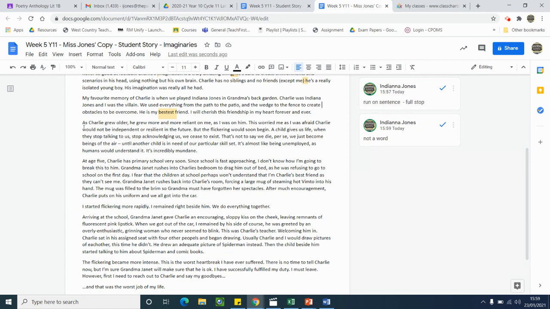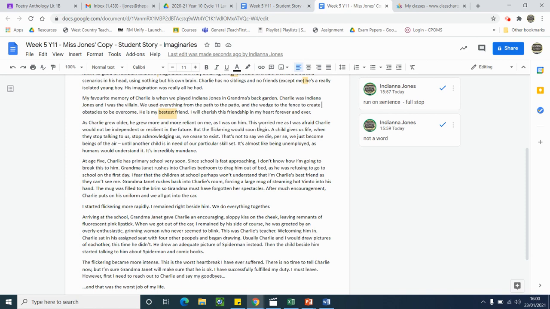As Charlie grew older, he grew more and more reliant on me, as I was on him. This worried me, as I was afraid that Charlie would not be independent or resilient in the future. But the flickering would soon begin. A child gives us life. When they stop talking to us, stop acknowledging us, we cease to exist. That's not to say we die, per se. We just become beings of the air, until another child is in need of our particular skill set. It's almost like being unemployed, as humans would understand it. It's incredibly mundane.